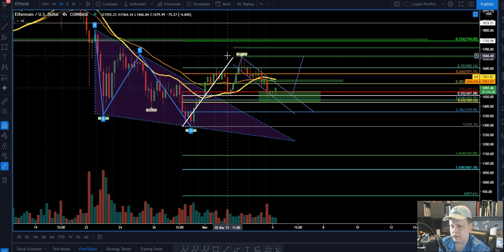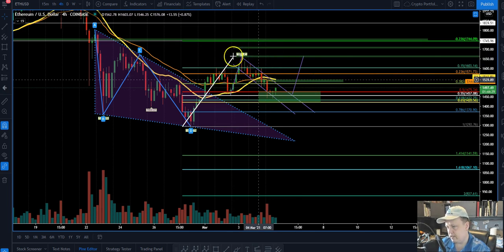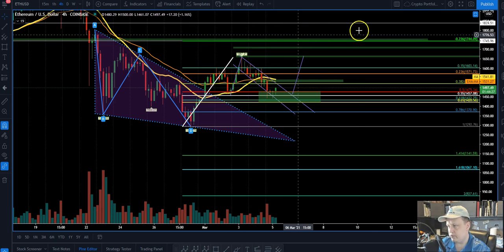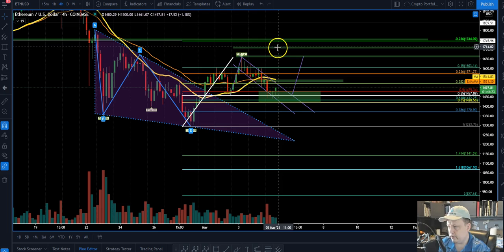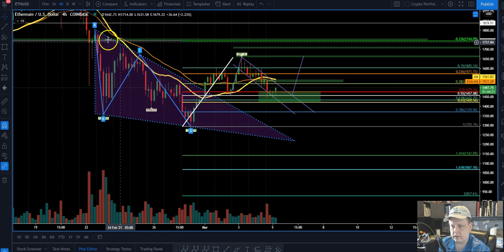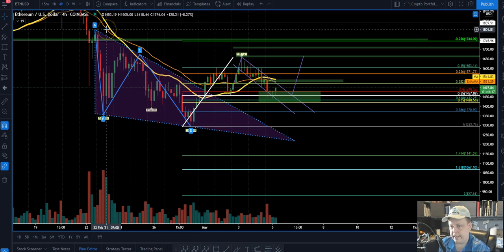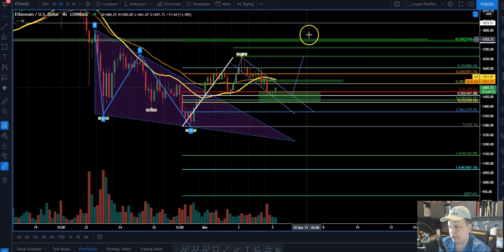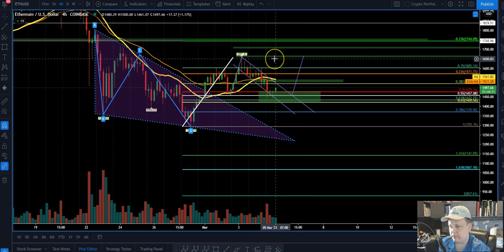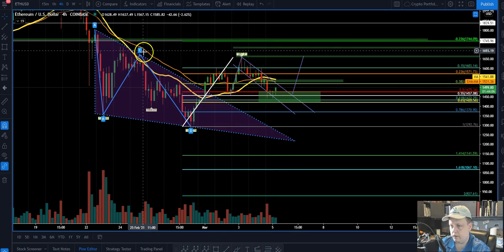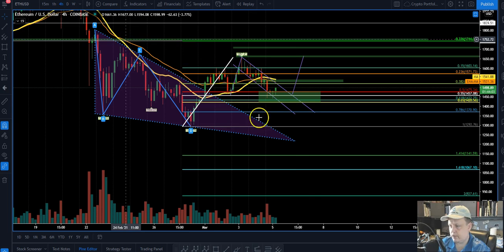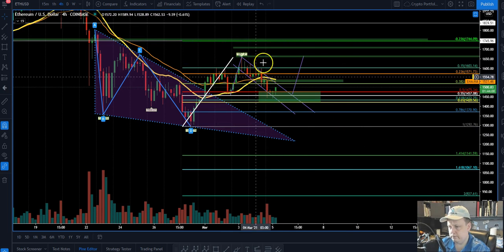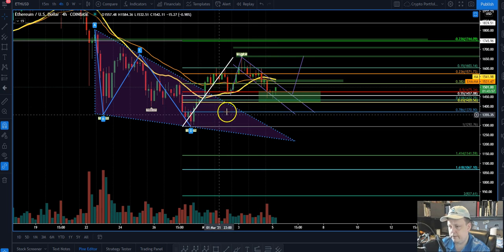Until this level is broken, this level right here, 1660 approximately, or 1657, once it breaks through there, then you probably have smooth sailing back up, to either 1700, or if you go back to this peak here, 1800. It's probably going to go back up to those levels if it breaks through the 1657 or 1658 level, whatever, this peak right here. So that's what I see on Ethereum. Still within the bull flag pattern.